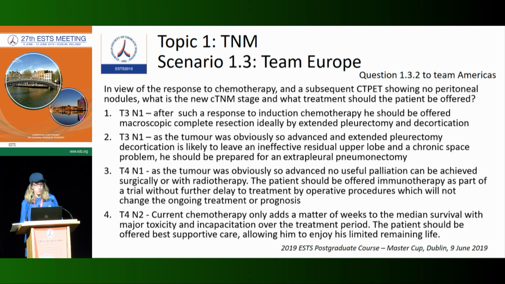T3N1, after such a response to induction chemotherapy, should be offered complete resection with extended pleurectomy and decortication. T3N1, the tumor was so advanced and the extended pleurectomy decortication is likely to leave an ineffective residual upper lobe and a chronic space problem, so he should be given extrapleural pneumonectomy. T4N1, the tumor was so advanced that no useful palliation can be achieved surgically or with the radiotherapy. The patient should enter a trial for immunotherapy. T4N2, current chemotherapy only adds a matter of weeks to the median survival with major toxicity, so the patient should be offered best supportive care, allowing him to enjoy his limited remaining life. Thank you very much.